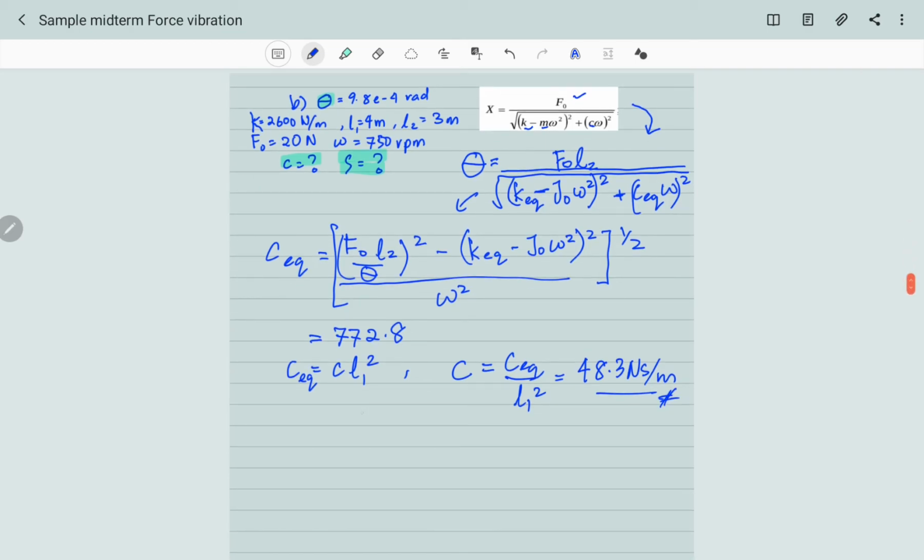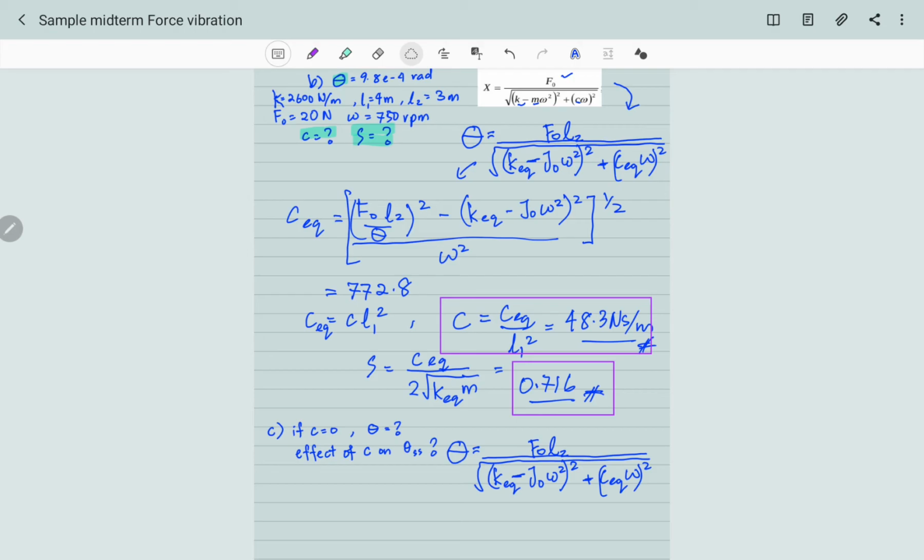Once you get your C, you can calculate your zeta. Looking at your list of equations, zeta is C divided by 2 square root of km, where your K is actually K equivalent. All the terms in your list of equations are in terms of equivalent values. If you substitute that, you get this. So we're done with part B.